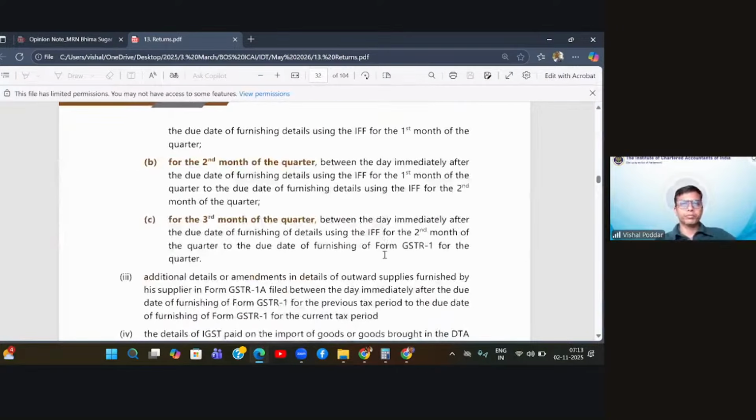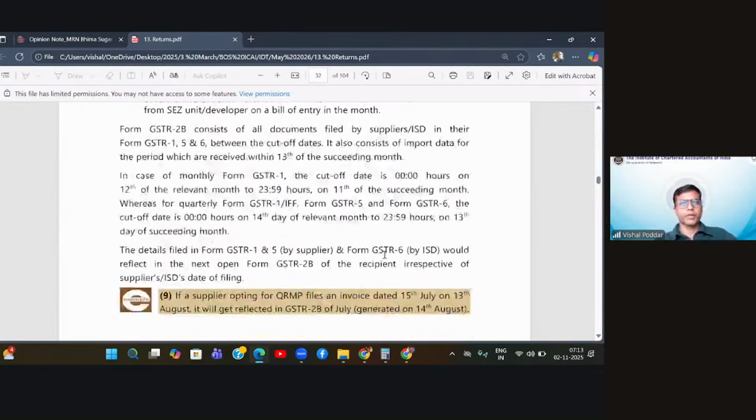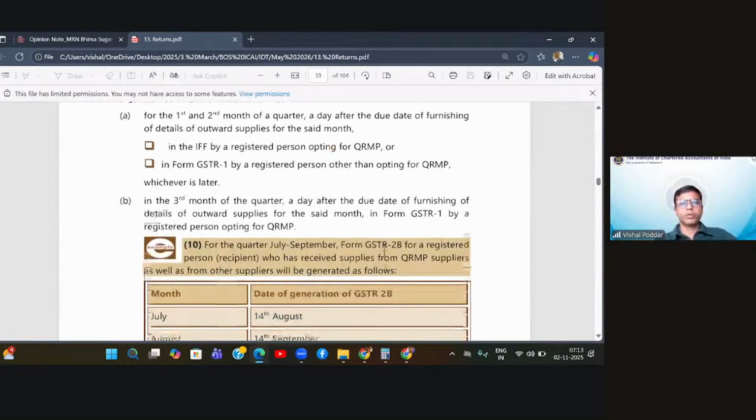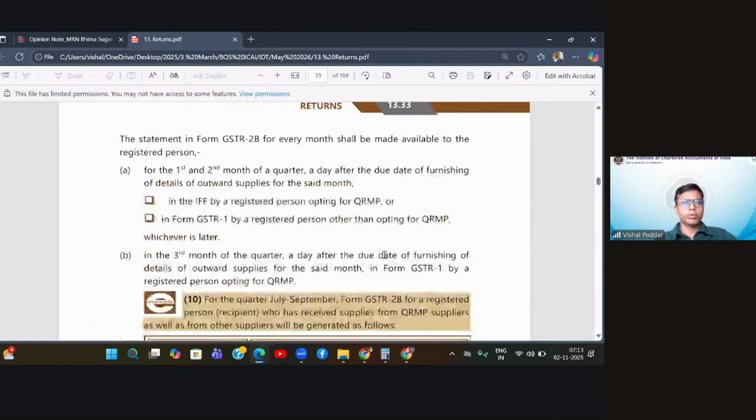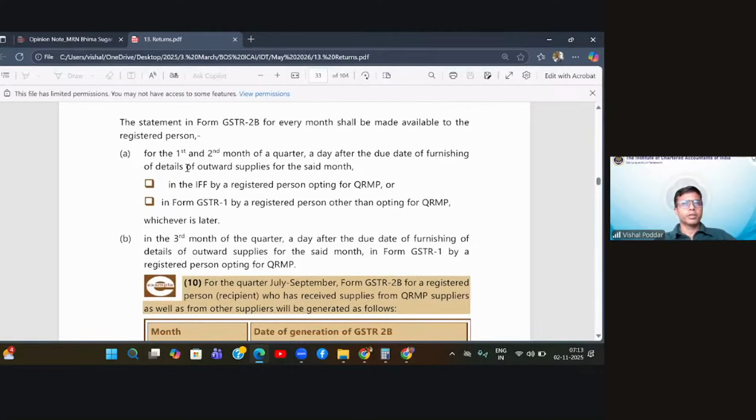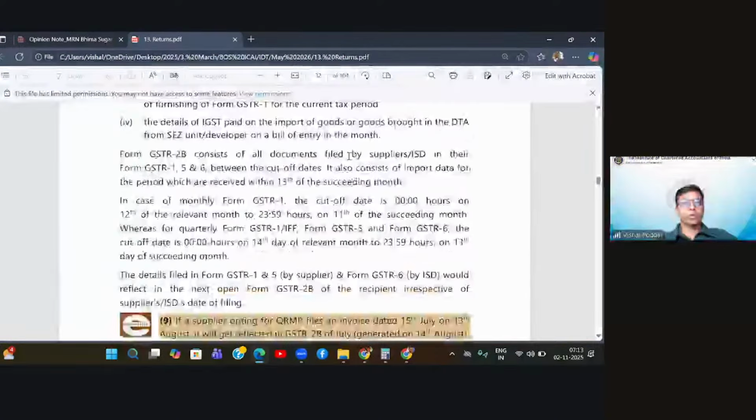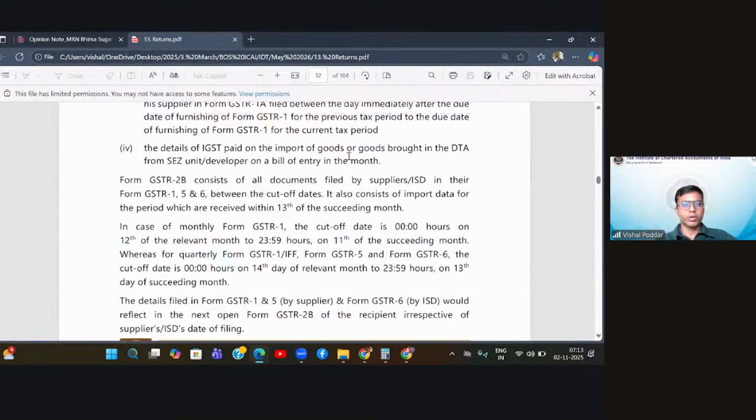Fine. So now last lecture we concluded with the discussion about the difference between 2A and 2B. I'll just complete the point with this last part. The statement in Form 2B for a month will be made available to the registered person for the first and the second month of the quarter. Sorry, I need to read from here because this is relating to the QRMP.